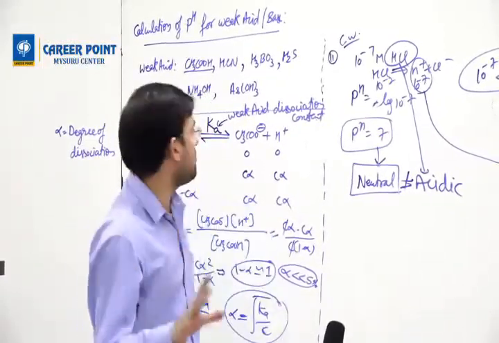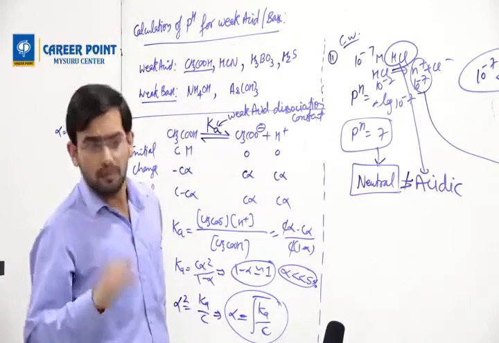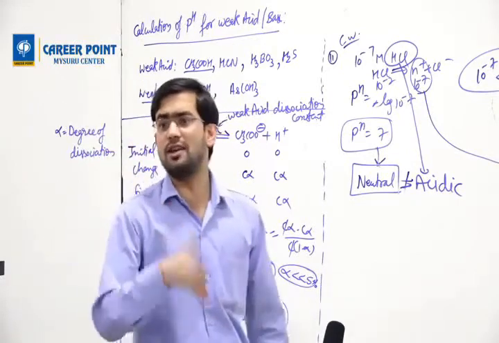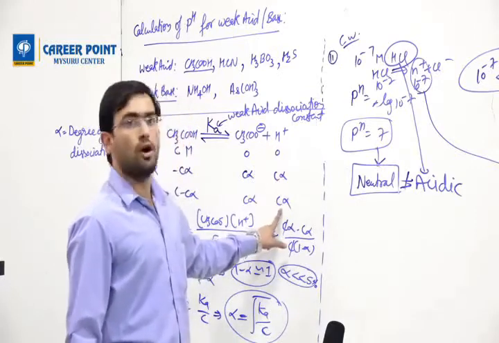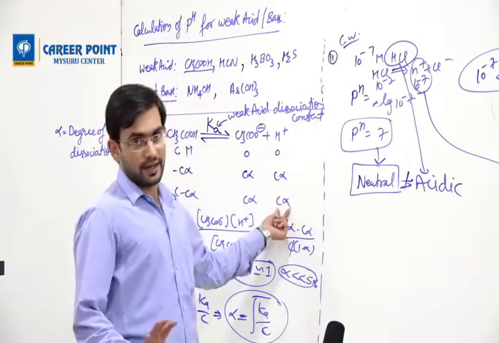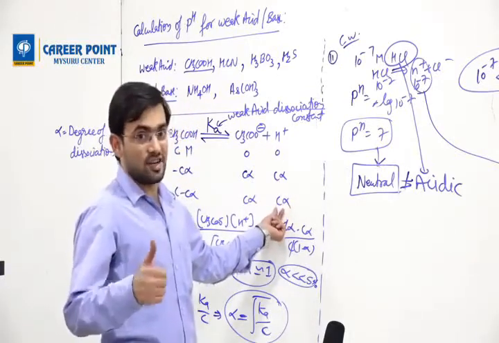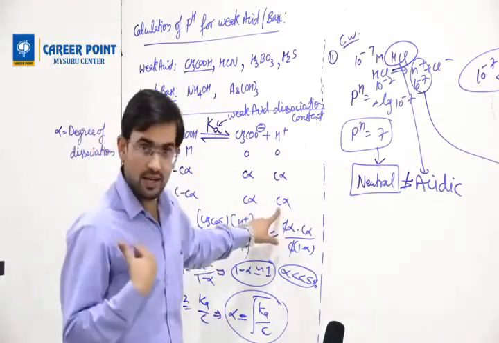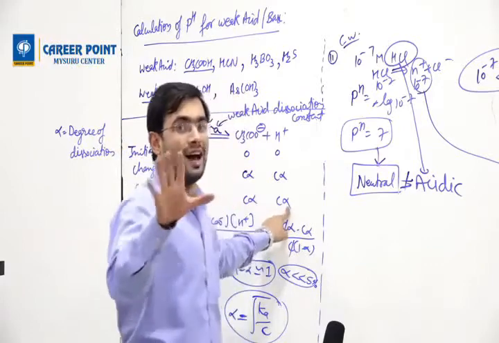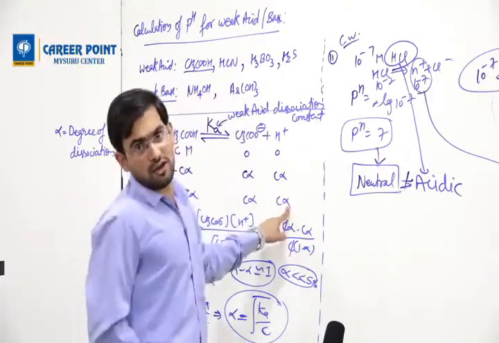In order to find pH, I should find H plus, because pH has a formula. pH equals minus log of H plus concentration. There is H plus. H plus equals to what? C alpha, right? C is what? Concentration, which will be given in the beginning of the problem only. So C is given. What you should know more? Alpha. Once you know alpha, our job is done.